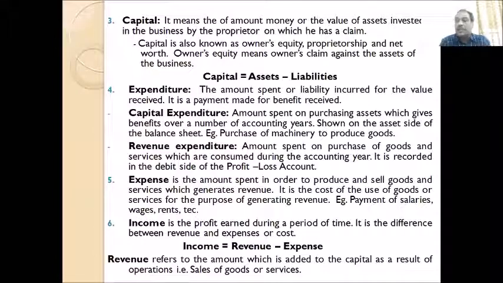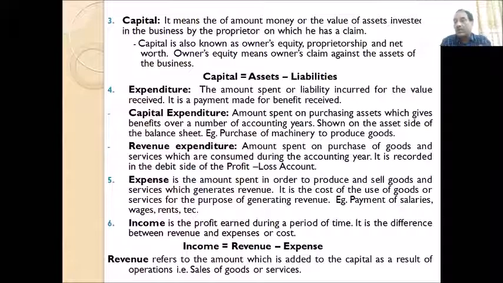Capital expenditure is the amount spent on purchasing assets which give benefit over a number of accounting years. So it is a kind of expenditure which is made for a longer term period, which gives benefits over years, more than an accounting year. So this is capital expenditure, shown on the asset side of the balance sheet. As for example, purchase of machinery to produce goods. Machinery is a long-term asset.